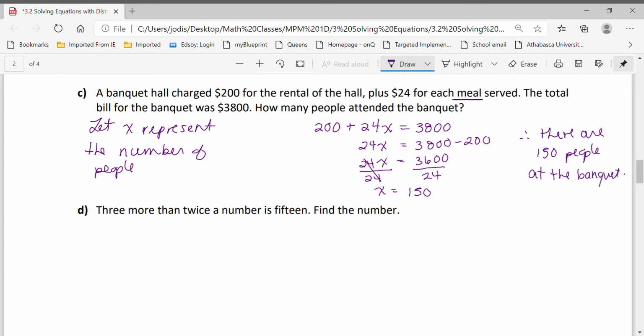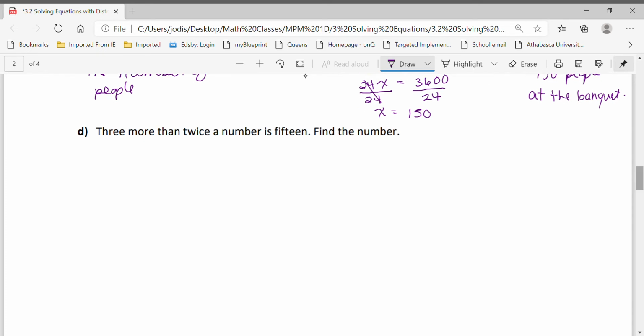Okay, all right. And then the last word problem here. 3 more than twice a number is 15. Find the number. So let X represent the number. They're not really more specific than that.